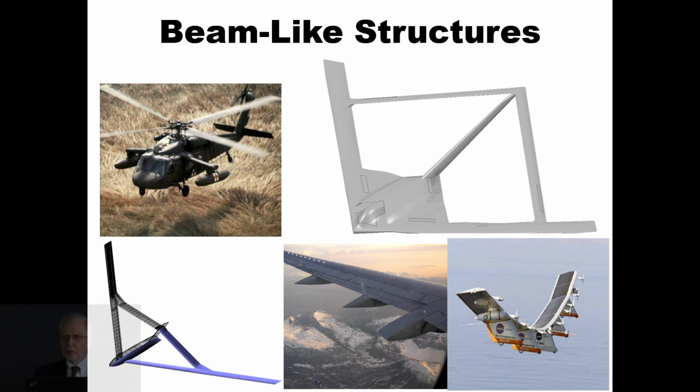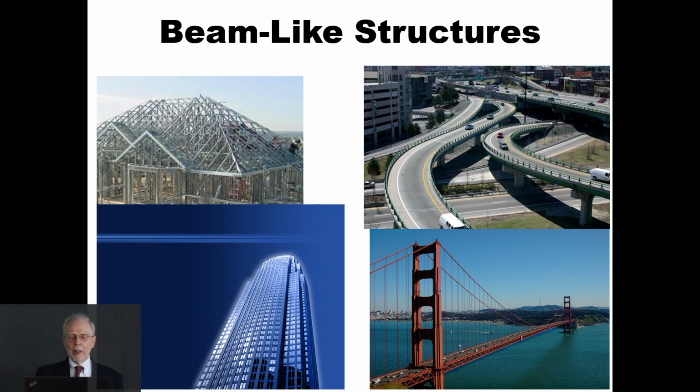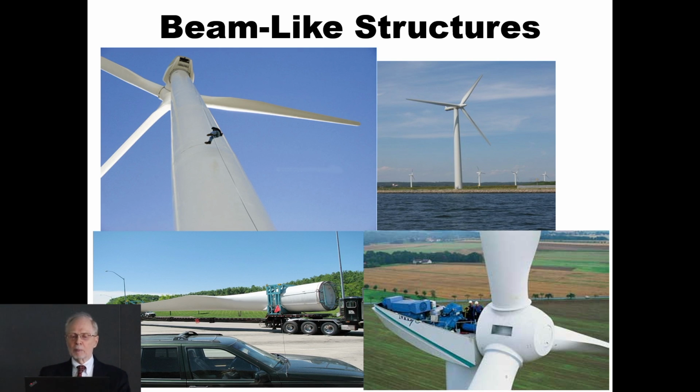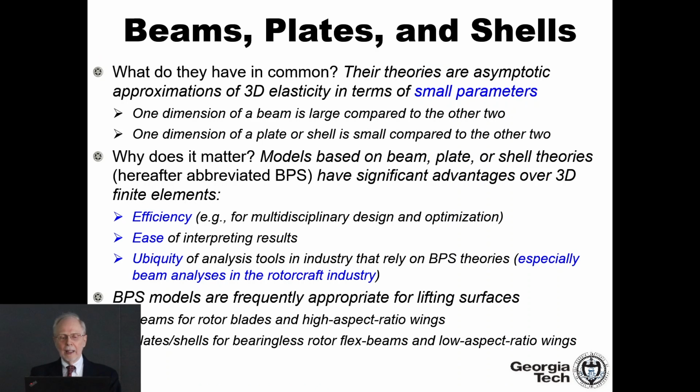Beam-like structures are ubiquitous in the field of engineering. We have rotor blades for helicopters. We have high aspect ratio winged aircraft. We have beam-like structures in highways and bridges and buildings, wind turbine blades and towers. And what do these all have in common? Their theories are asymptotic approximations of 3D elasticity in terms of small parameters.